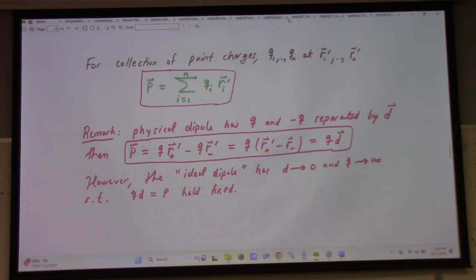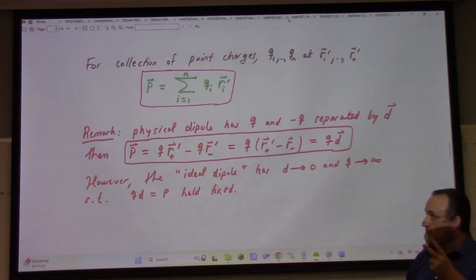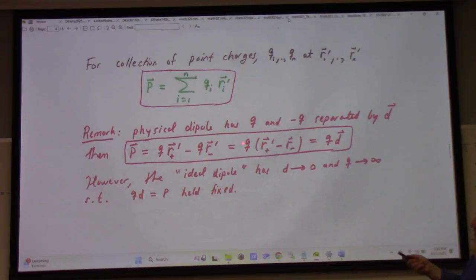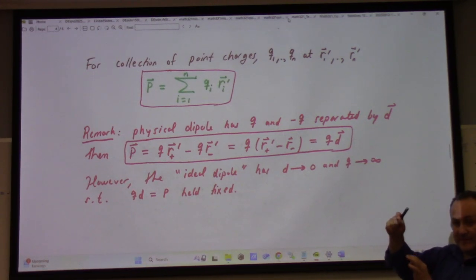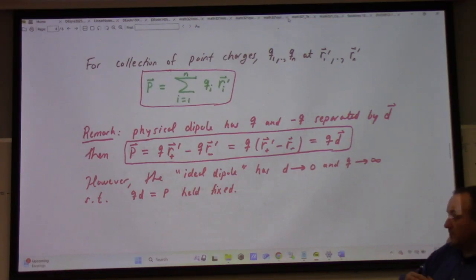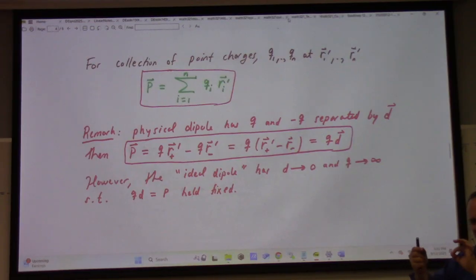Now a physical dipole, like we did at the start of class, example 1, is just two charges, a plus and a minus, separated by a distance d. There, the dipole moment is literally just Qd, where d is the direction vector from the minus to the plus. But the ideal dipole has the distance between those charges going to 0, while the charge goes to infinity in such a way that the product of the charge and the distance is held fixed at P.